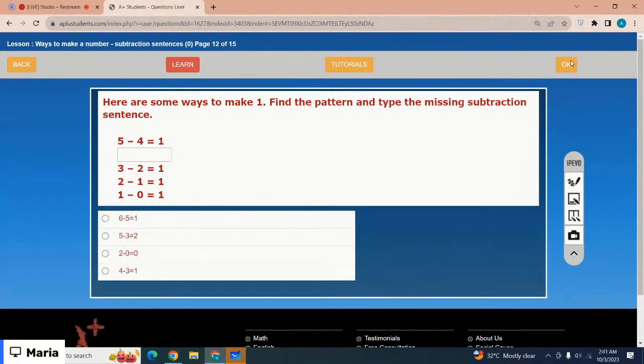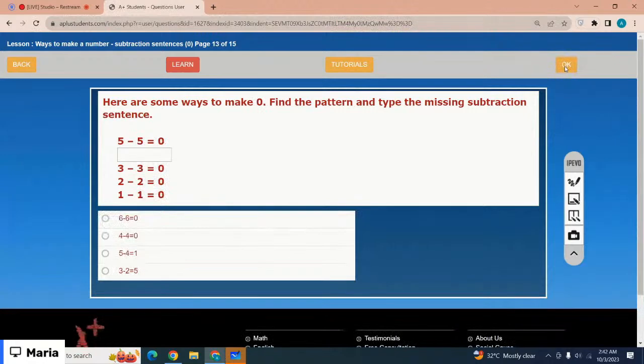Okay, here are some ways to make 1. Find the pattern and type the missing subtraction sentence. So which is the correct option? The correct option is 4 take away 3 equals 1, right? The correct option is 4 take away 3 equals 1.